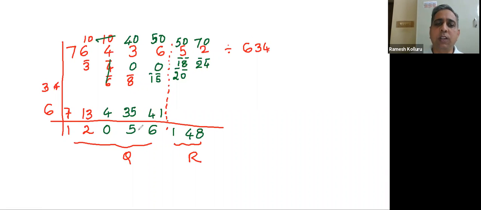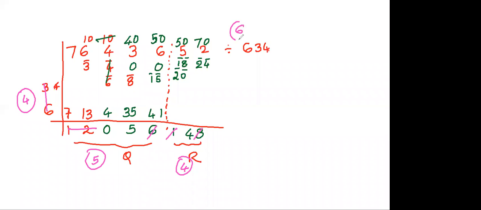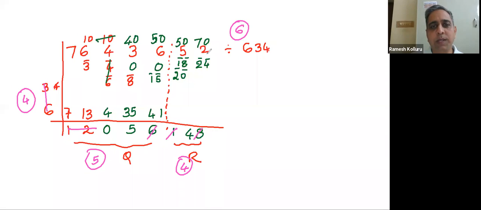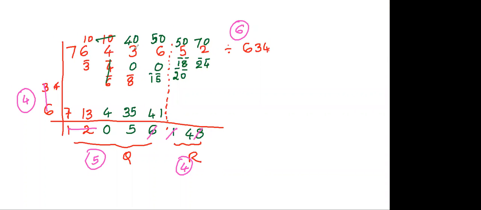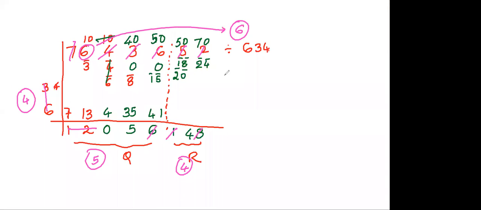So 12056 is my quotient and 148 is my remainder. If I want to check the digital root, 6 and 3 cut, 4 is there. 5 3 6 3 cut, 5 is there. 4 5s are 20, 2 plus 4 is 6. So the final digital root should be 6. So leave 6, you can cut all others. 6 plus 3 is 9, 5 plus 2 is 9, 2 plus 4 is 9. So 6 is 9.